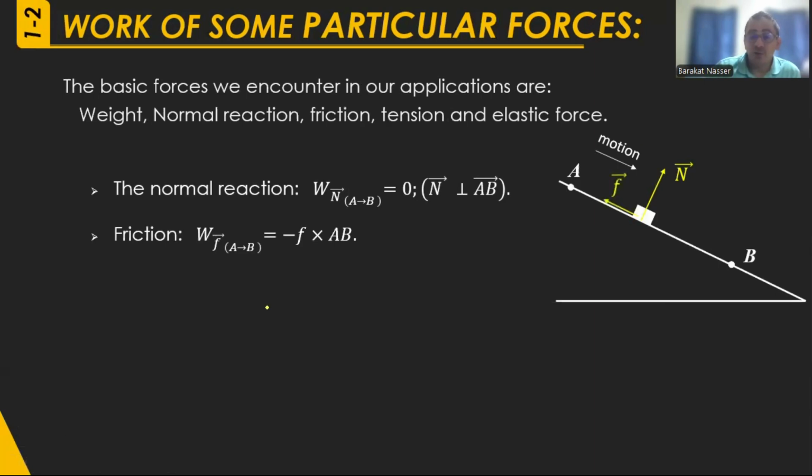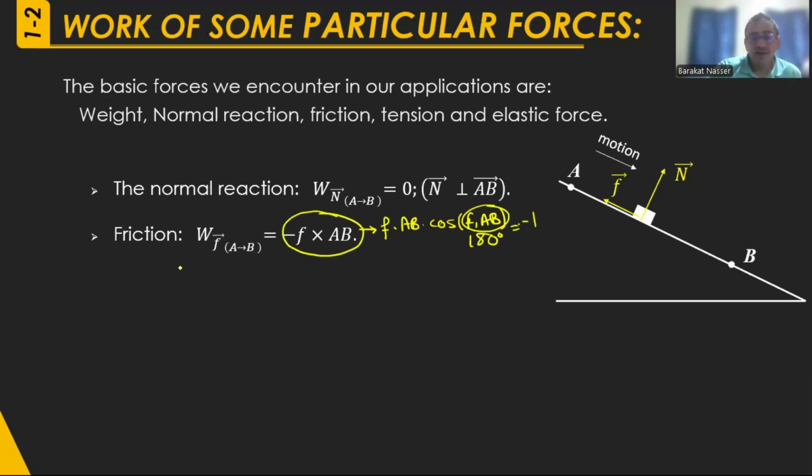On the other hand, work done by friction is always given by minus F times AB. This is nothing but F times AB times cosine of the angle between F and AB, which is 180. We know that cosine 180 is minus 1. Hence, we get this equation, minus F times AB. We can directly use it without proving.